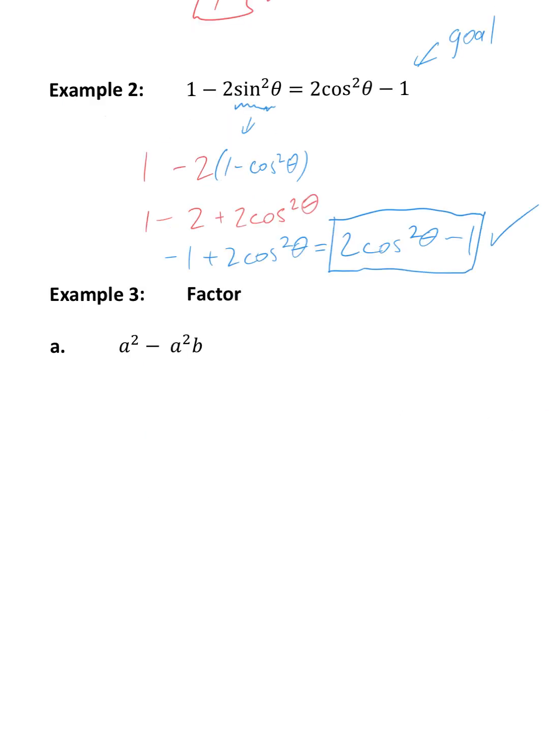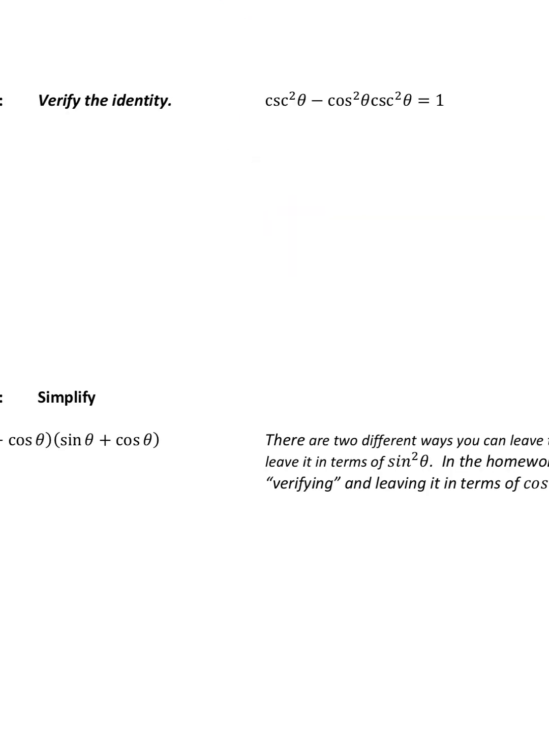Okay, so examples 3, A and B, they relate to factoring, and it's kind of a throwback to what we've done previously. So I will not be solving them here, but refer back to your factoring review as good reference for that material. Okay, so here on page 8, let's verify another identity. Cosecant squared theta minus cosine squared theta, cosecant squared theta equals 1. So where do you guys think we should start? Which side looks more complicated?